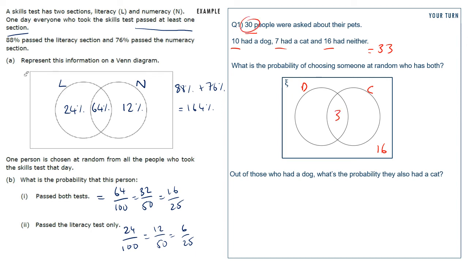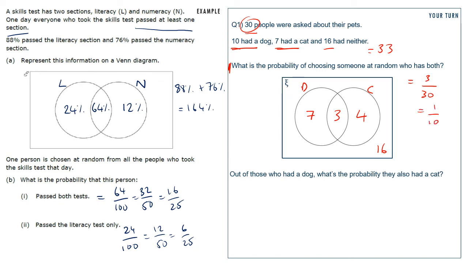So that means 3 people must have been counted twice. And now we can go back and think, well, 10 had a dog. We've got 3 here. So it must be 7 just for the dog. 7 had a cat. Must be 4 just with a cat. And if we add these up, they should add up to 30, which they do. So the probability of choosing someone at random who has both, out of our group of 30, because we're looking at everyone here, that's just 3.